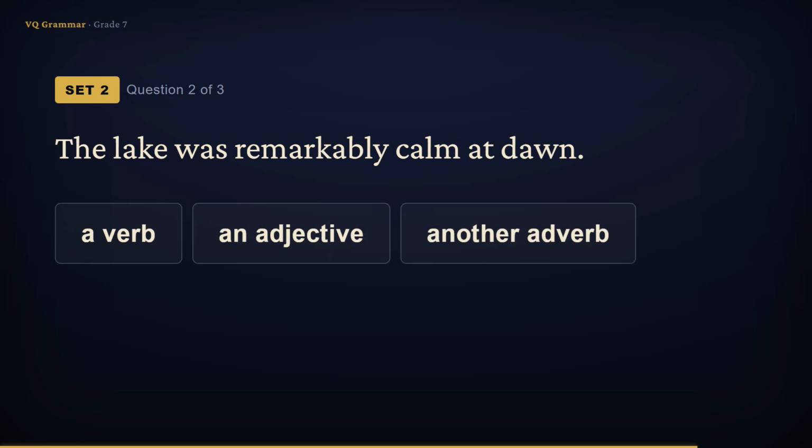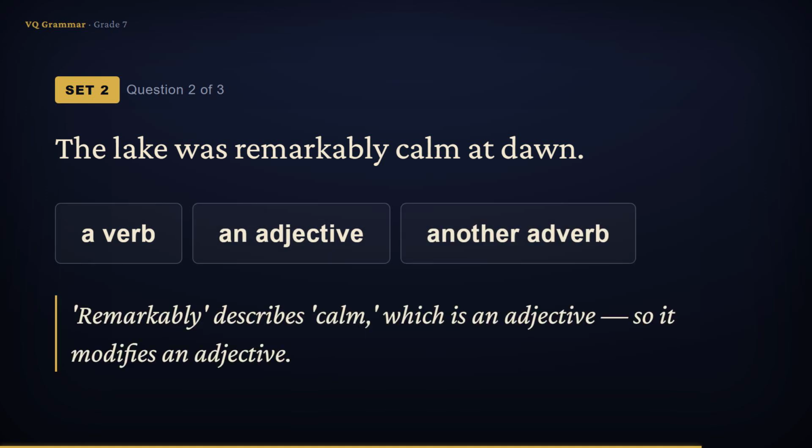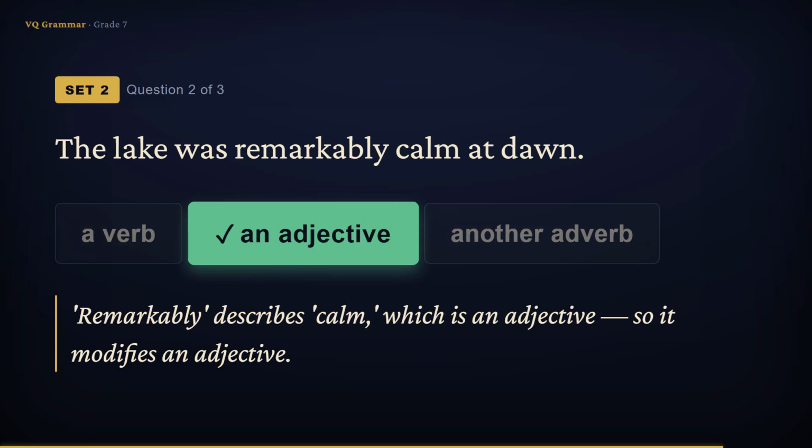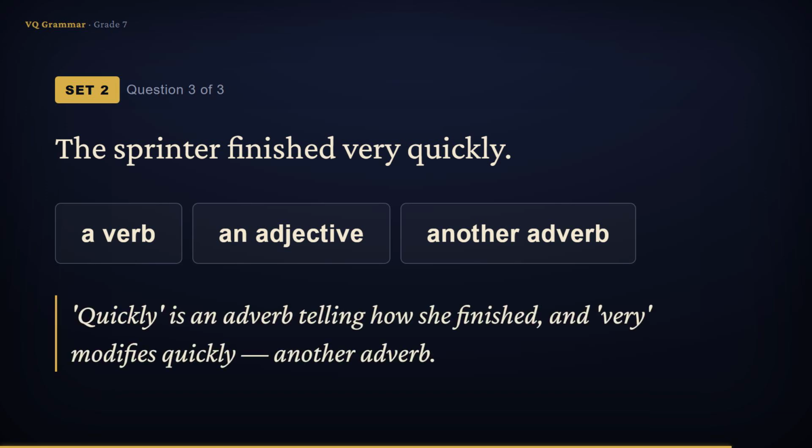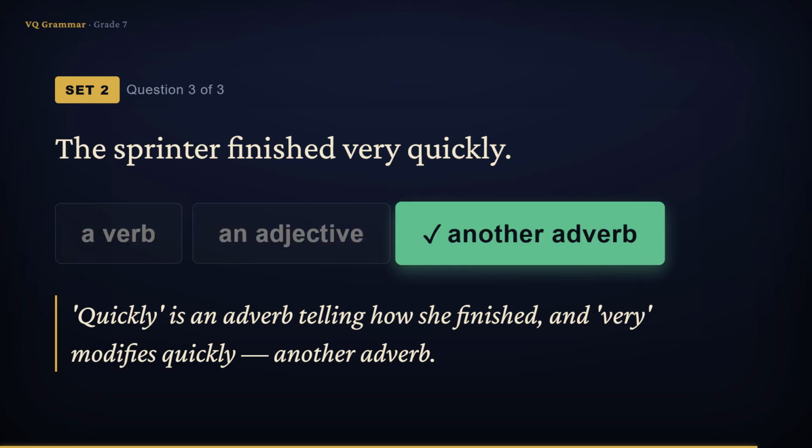The lake was remarkably calm at dawn. What does remarkably modify? The word calm is an adjective describing the lake, and remarkably tells us how calm it was. So remarkably is modifying an adjective. So the answer is an adjective. The sprinter finished very quickly. What does very modify? Quickly is already an adverb, telling how she finished. And very describes quickly. How quickly did she finish? Very quickly. So very is modifying another adverb. So the answer is another adverb.